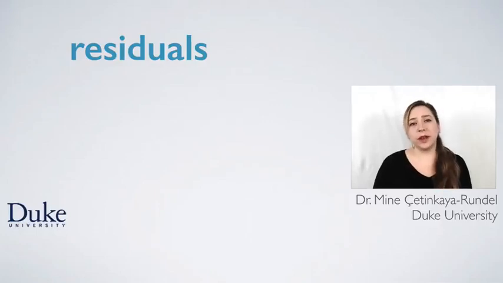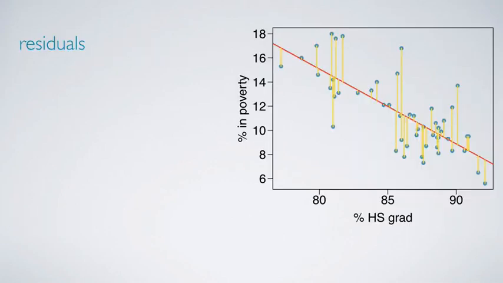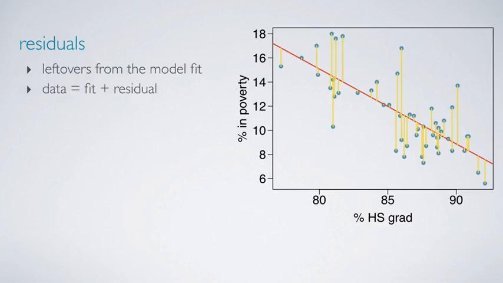Before we can go on to modeling the relationship between two numerical variables using a regression, we first need to define residuals. Residuals are basically leftovers from the model fit, so we can think about our observed data as the model fit plus the residuals.